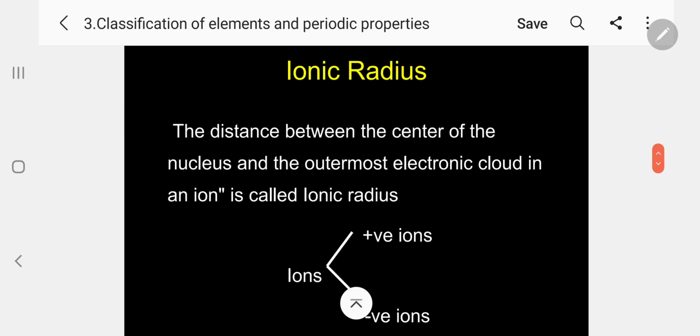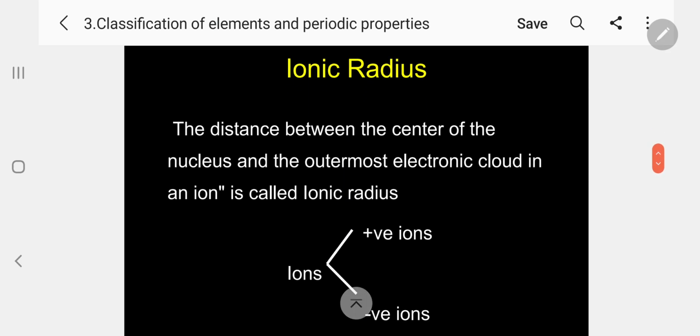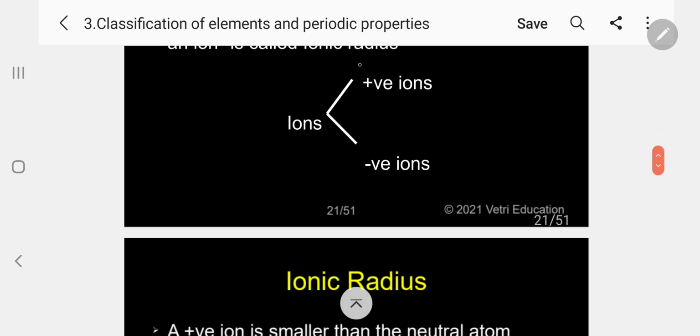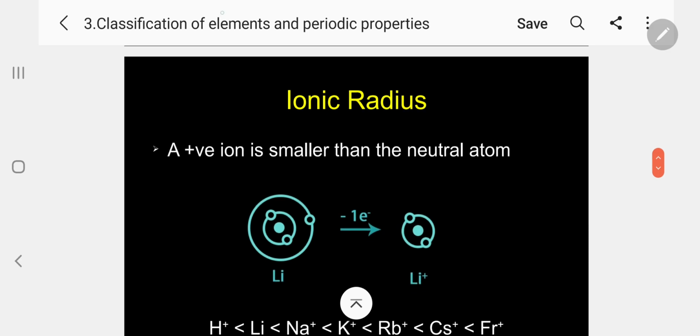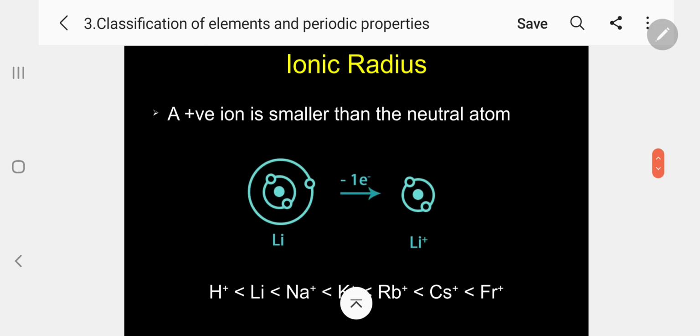Now, coming to ionic radius. What is meant by ion? An ion may be a positive ion or a negative ion. Let me say now, the distance between the center of the nucleus and the outermost electronic cloud in an ion is called ionic radius. Please follow. A number of questions can be expected here. A positive ion is always smaller than the neutral atom. How? Let me explain.